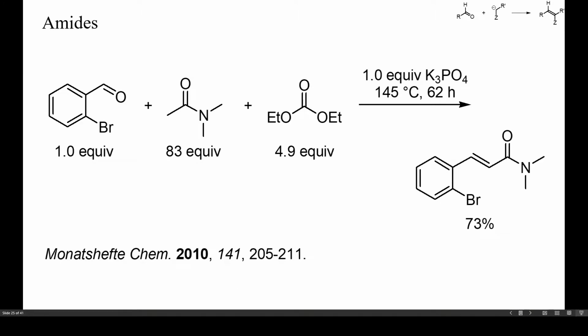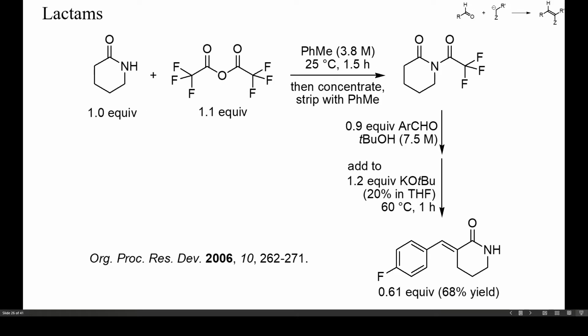Amides are weak carbon acids only and require either strong bases or high reaction temperatures to add to aldehydes. In this example, dimethylacetamide was both solvent and nucleophile, and as base potassium phosphate was used. Despite the high temperature, the reaction still required almost 3 days to attain completion. More acidic than simple amides are imides. Here, a lactam was first trifluoroacetylated and then condensed with 4-fluorobenzaldehyde and potassium tert-butoxide. This condensation already proceeded in refluxing THF.